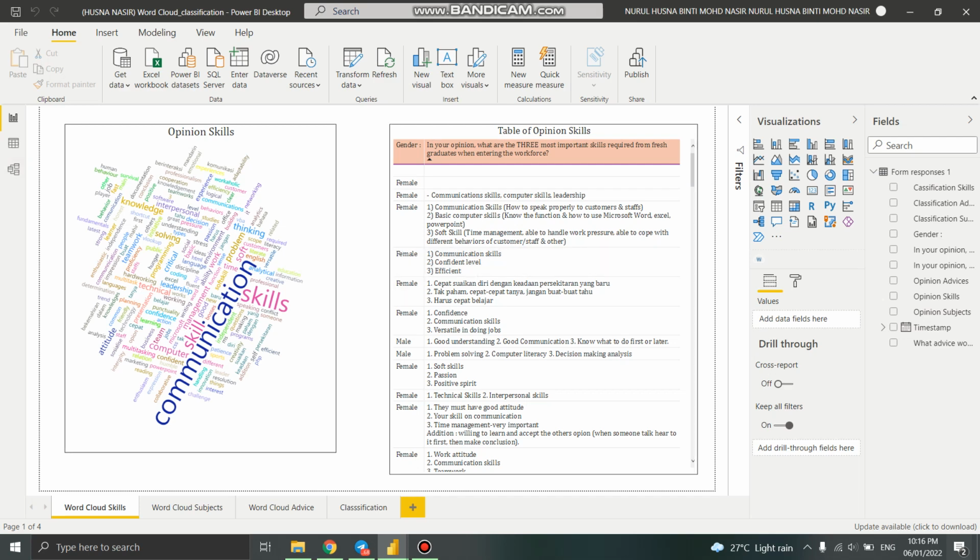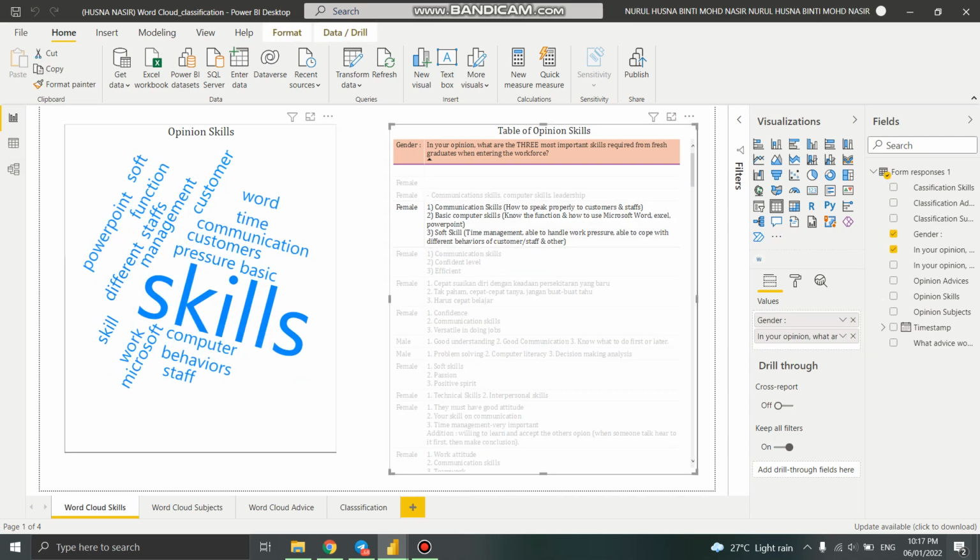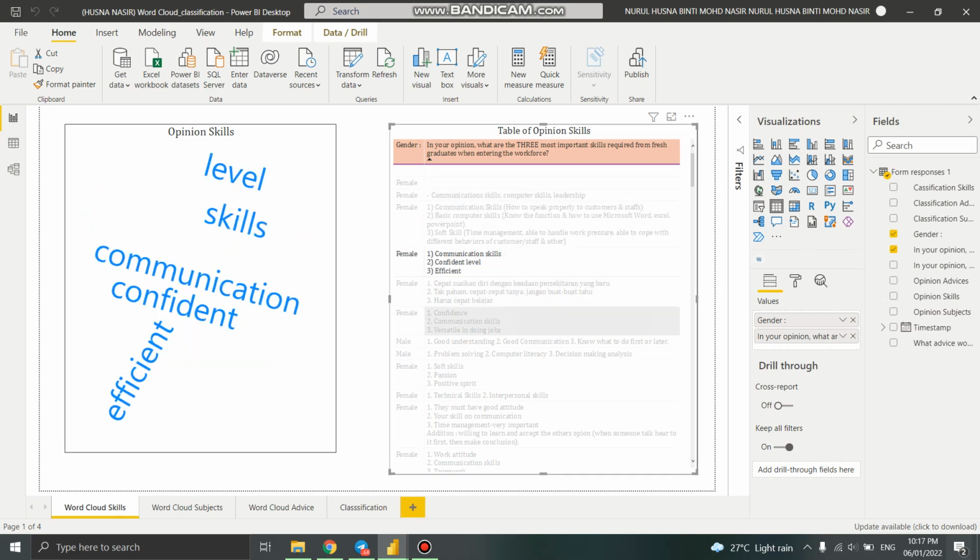As an example, if I click the data for female and the data about communication skill, computer skill and soft skill, the word cloud will show the results.